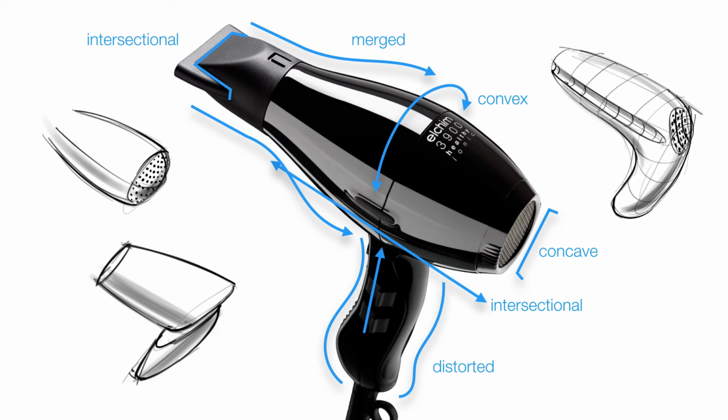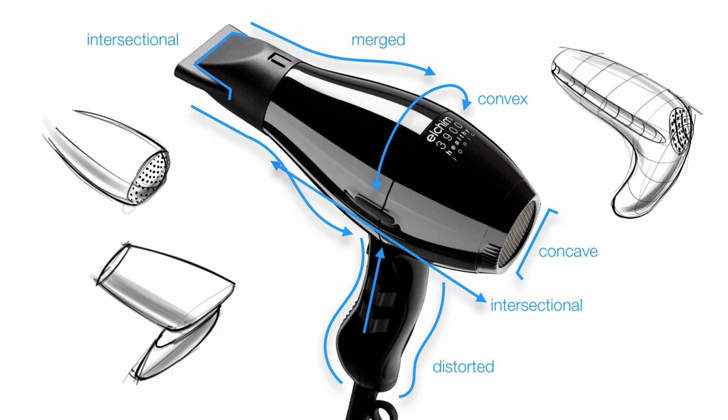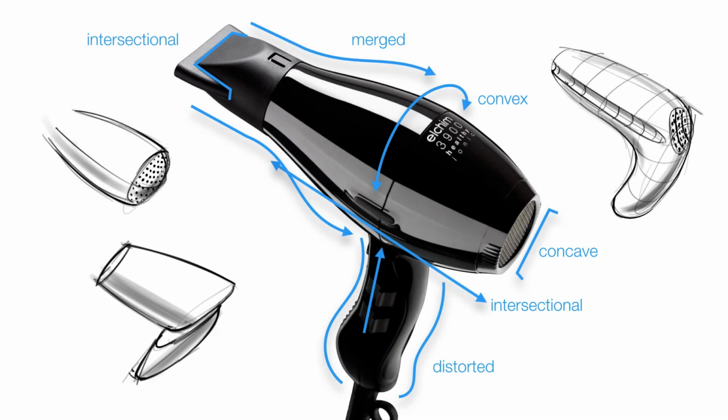So here, having a look at the hairdryer, we can imagine what would happen if instead of an intersectional barrel and handle, what if we made them a merged or even a distorted form? So you can see this sketch here imagines that the barrel and the handle are one form that bends around like it's been distorted or bent. Other examples, you can see this one here looks like the barrel has been sliced and rotated to make the handle. So there are lots of different things that we can think of. When we start classifying the form, we get new ideas.